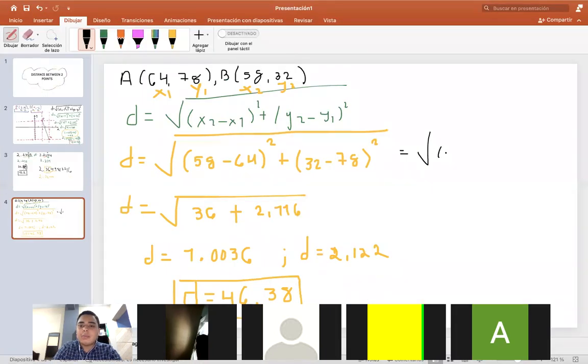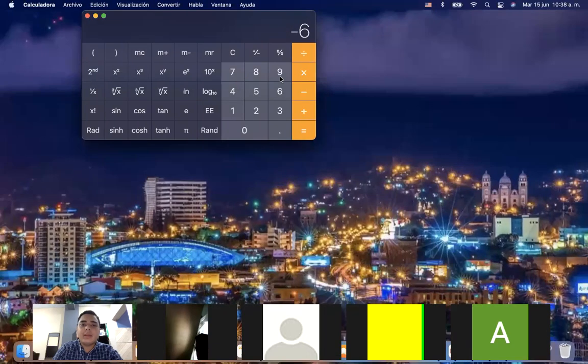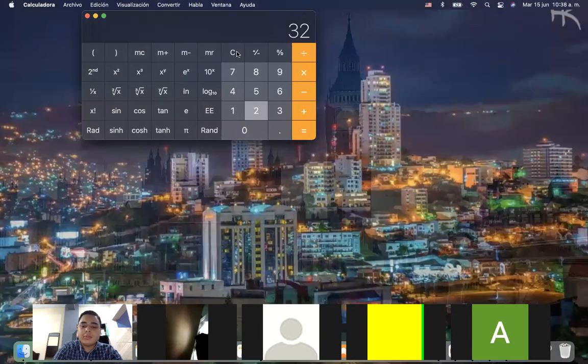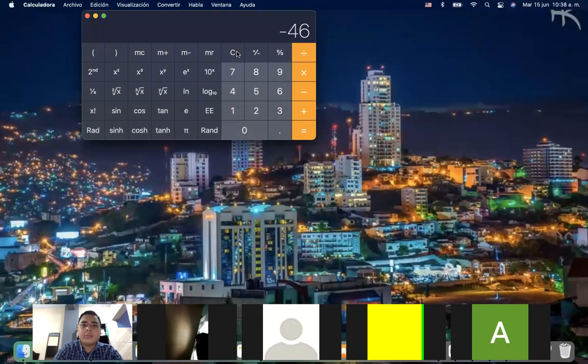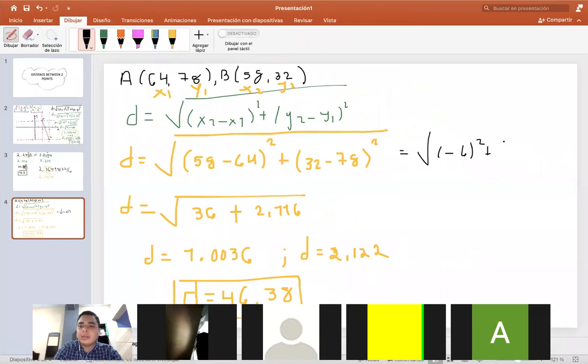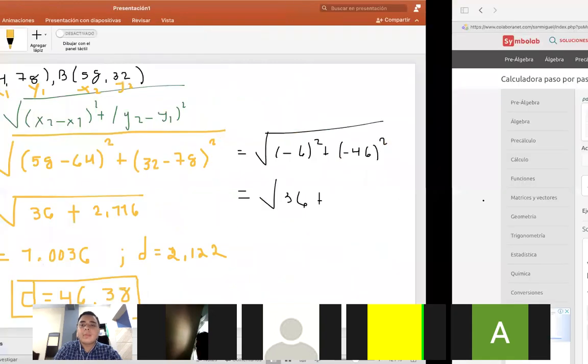So we're going to have negative 6 squared, plus 32 minus 78. 32 minus 78 is going to be negative 46. It's going to be negative 46 squared. Who can give me how much is negative 46 squared?